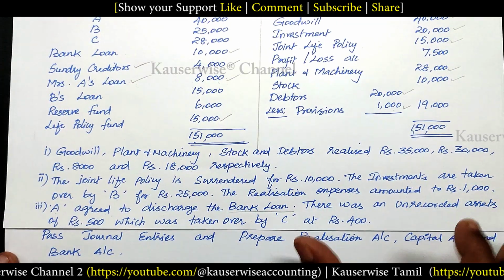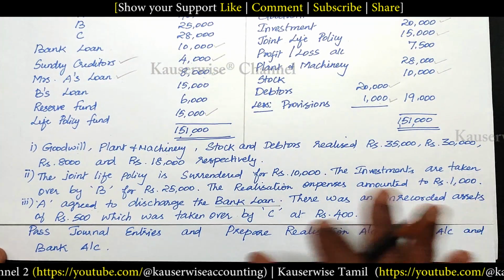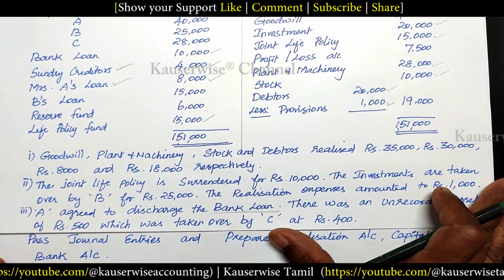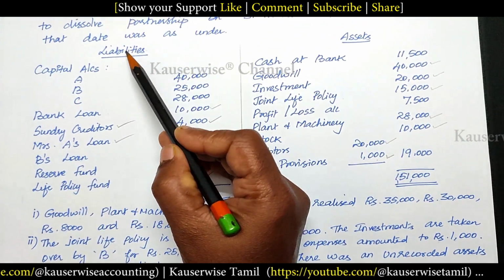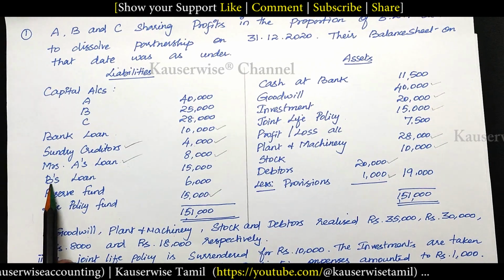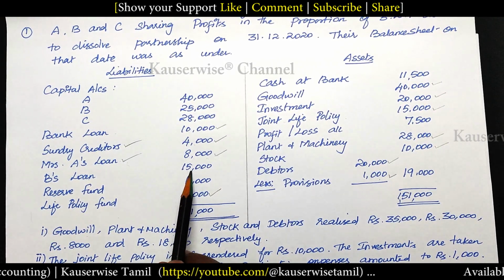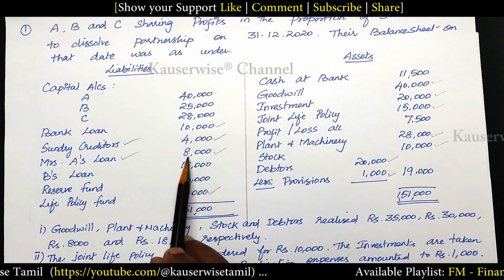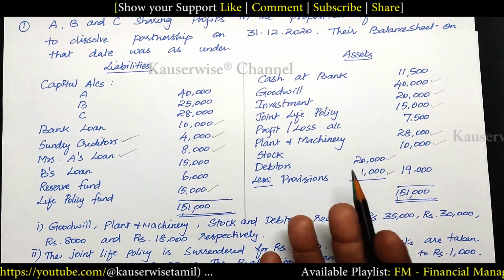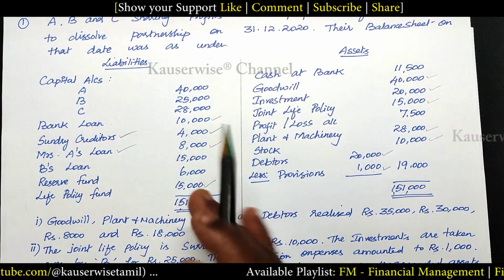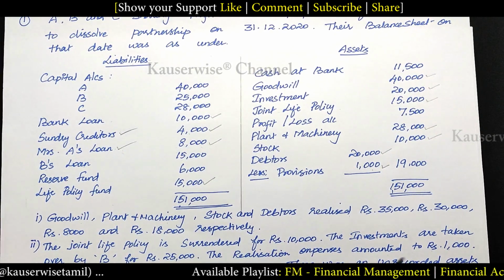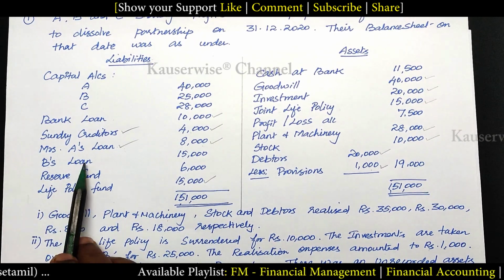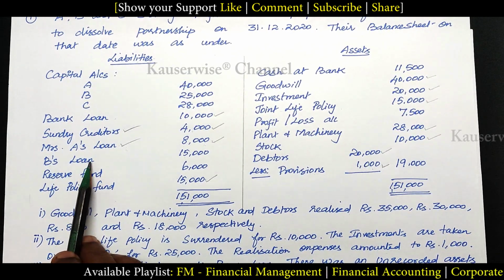See the problem. We have passed journal entries based on the adjustments given in the problem. Now, see the problem. Under the liability side, we have one more liability, that is B's loan. Okay, this is the partner's loan. Okay, this is the internal liability. So, this we have to repay after paying all the third party liabilities. If we have sufficient funds, then we can repay the partner's loan also. So, what is the entry for that?